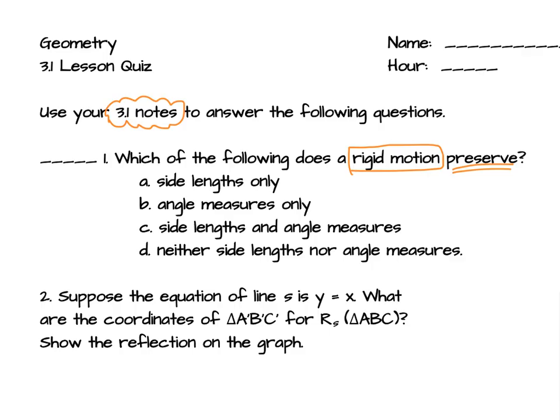So that means side lengths only wouldn't be enough. Angle measures only also wouldn't be enough. But side lengths and angle measures are both true. But neither would not be true. That would mean the size would change. So that should help you answer question 1.